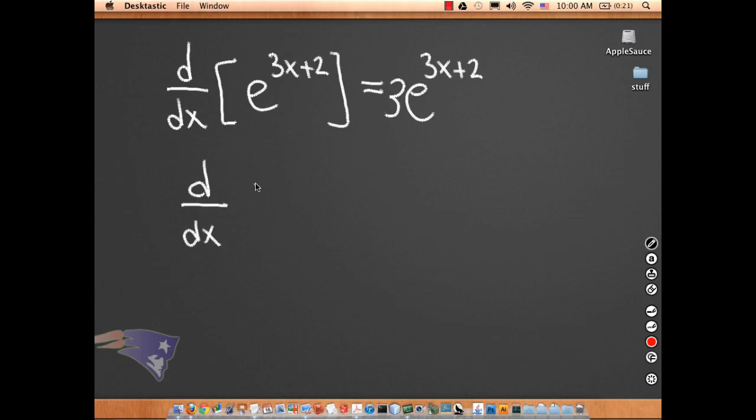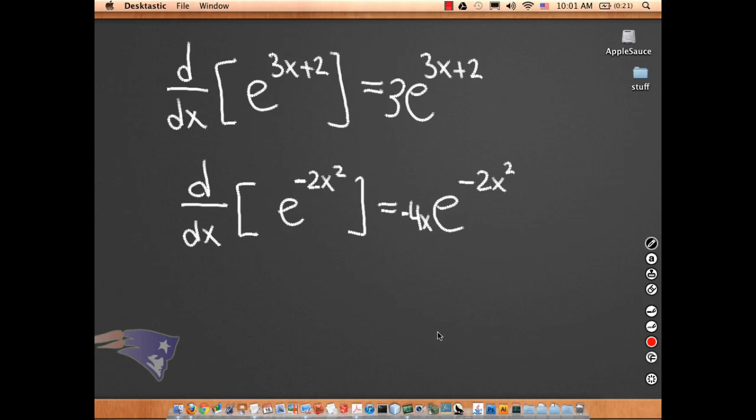Derivative of e to the negative 2x squared is e to the negative 2x squared. I don't need the natural log of e now, so I'll just take the derivative of negative 2x squared, and I'll get negative 4x right there. And there's the derivative. Does that make sense?